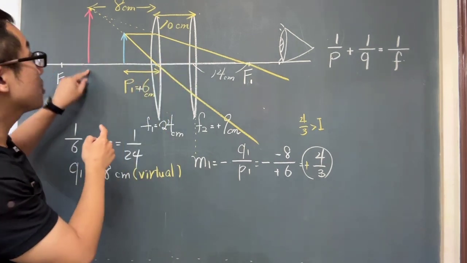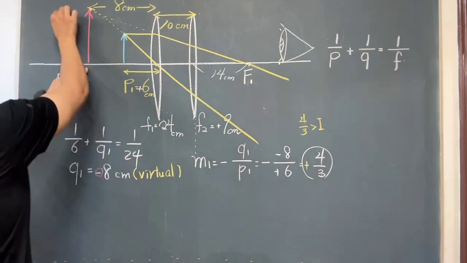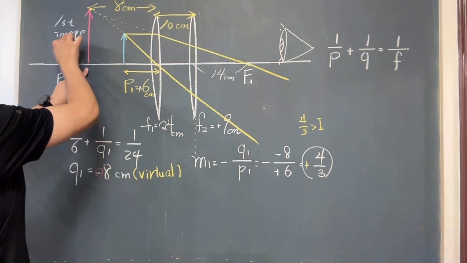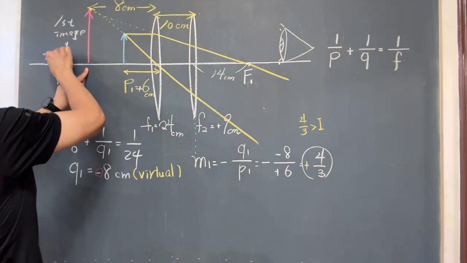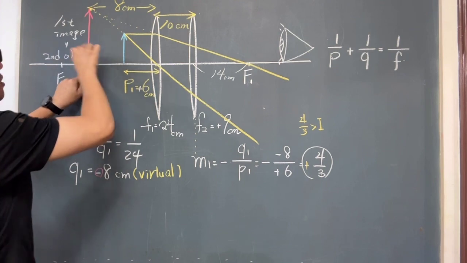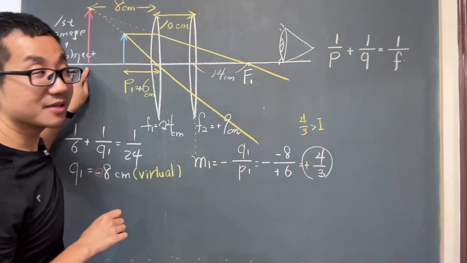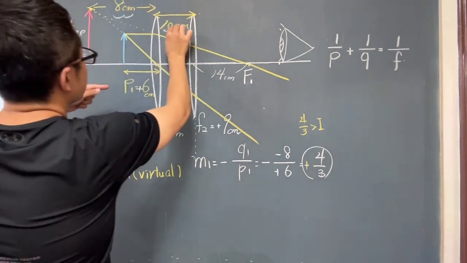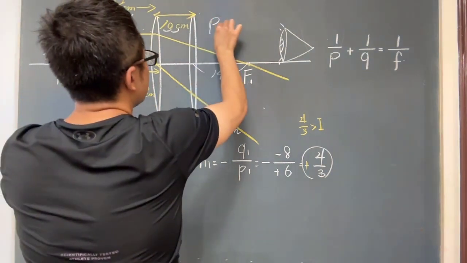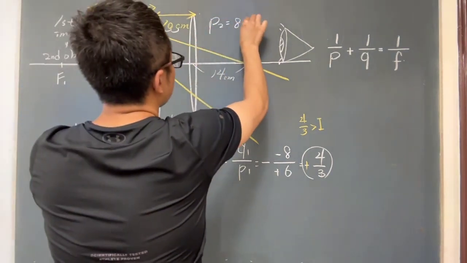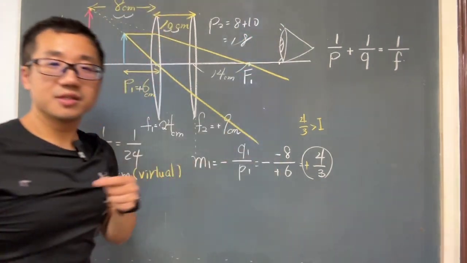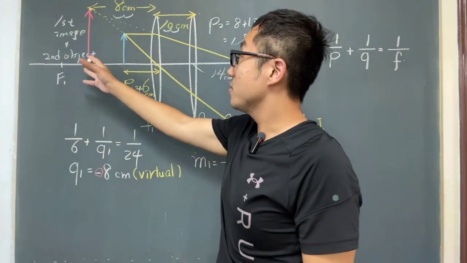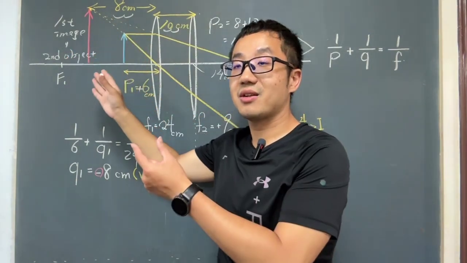All right, one more time. I'm going to take the first image as our second object relative to our second lens. All right, so I'm going to have an object distance of 8 plus 10. 8 plus 10, so I got a P2. The second object distance is 8 plus 10, which is now 18. So that is the trick. We're going to take the first image as a second object relative to the second lens.